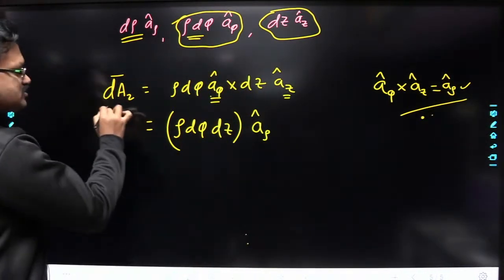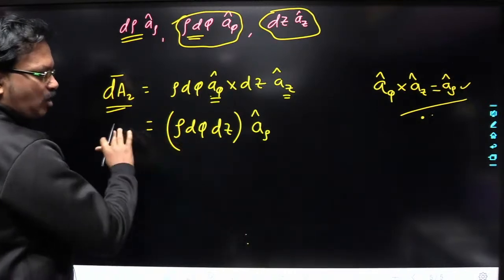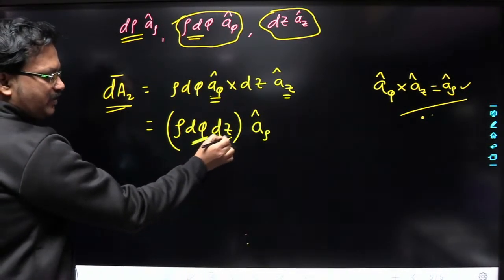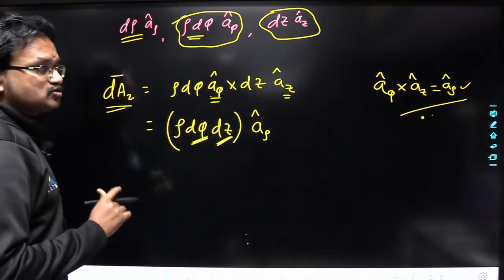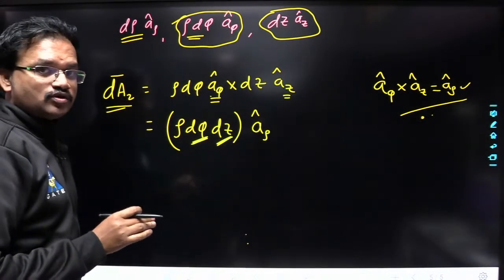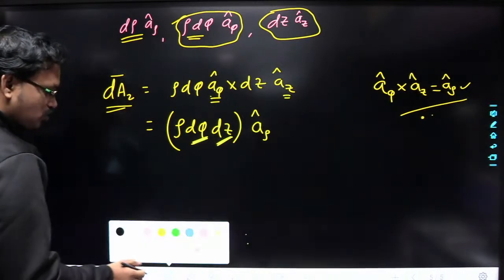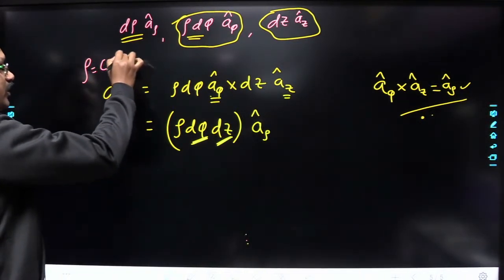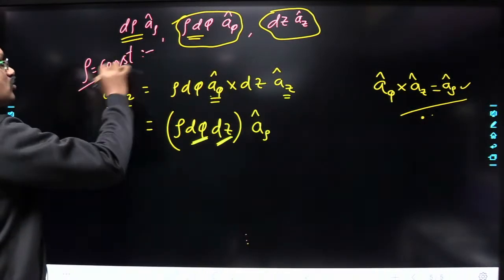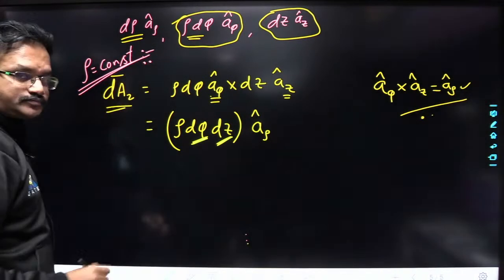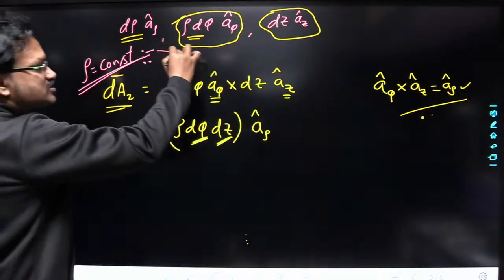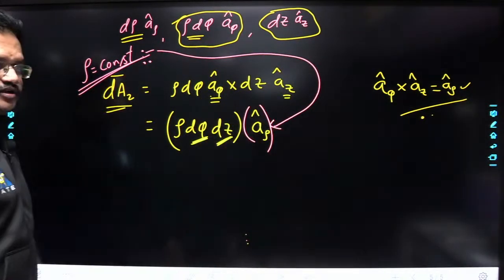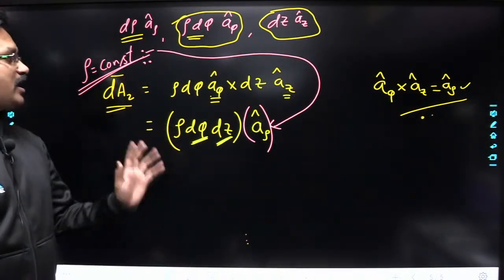Understood? Now on this surface, what are the variables here? How we got this surface? By varying phi and z. Understood? So that means rho is constant. So we call this plane the rho is equal to constant plane. Understood? So for the rho equal to constant plane, what is its direction here? Its direction is along a rho cap direction.